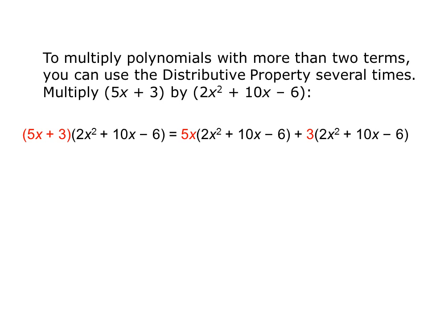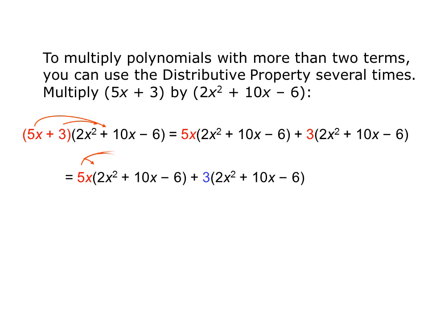Alright, to multiply polynomials with more than 2 terms, you can use the distributive property several times again. Here's a big example: 5x plus 3 by 2x squared plus 10x minus 6, okay? So remember, 5x plus 3 is going to be multiplied by all the inside values. Got it? And that's what's happening. Remember? So 5x multiplies once, and then 3 multiplies a second time. And this is what happens.